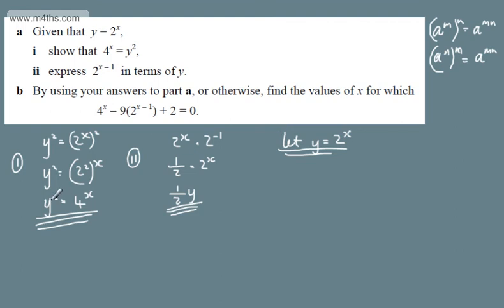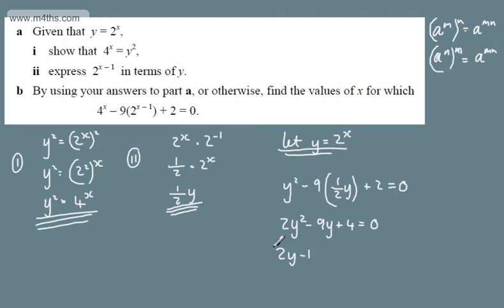So if I've got 4 to the x, I can write that that will be y squared. Minus 9 lots now of 2 to the x minus 1. Here's our expression, and that will be 1 half y. Then we're going to have plus 2, and that's equal to 0. So now we have a quadratic in y. I'm going to multiply through the equation by 2. 2y squared minus 9y plus 4 is equal to 0. This is going to factor. We would have now 2y minus 1 multiplied by y minus 4, and that's equal to 0.